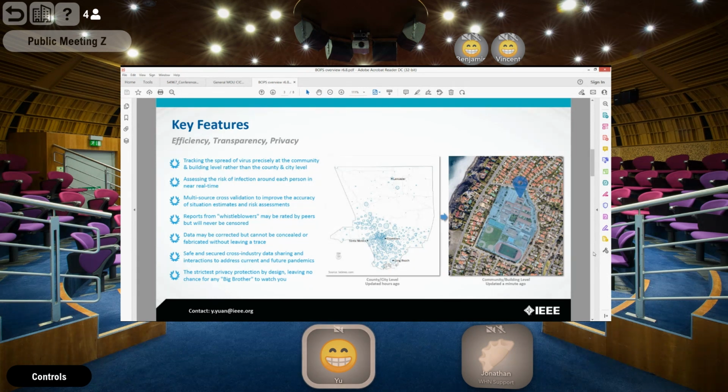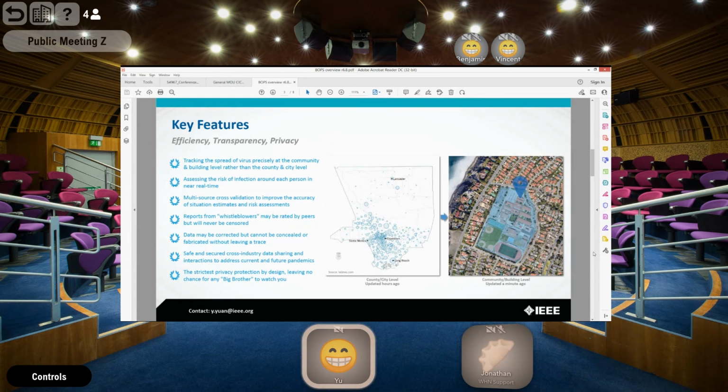And next one is that we will have safe and secured cross-industry data sharing and interactions to address current and future pandemics. Because the most important beauty of our system is to leverage the value of multiple data sources from multiple entities and sectors. So we need to make sure their data will be safe and secured, because those data are indeed their assets. So we need to ensure their safety and security, so that the data will only be used for the purpose of pandemic surveillance, but will not be used for other purposes than it was planned.